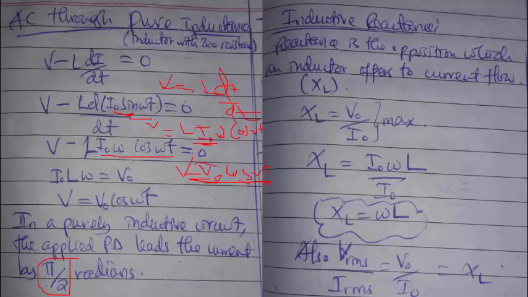So you can observe that this V naught is what is represented by these values here, L times I naught times W. So our value of V naught from here will be L I naught W. So we have V naught divided by I naught, from the principle of V divided by I is equal to the resistance.